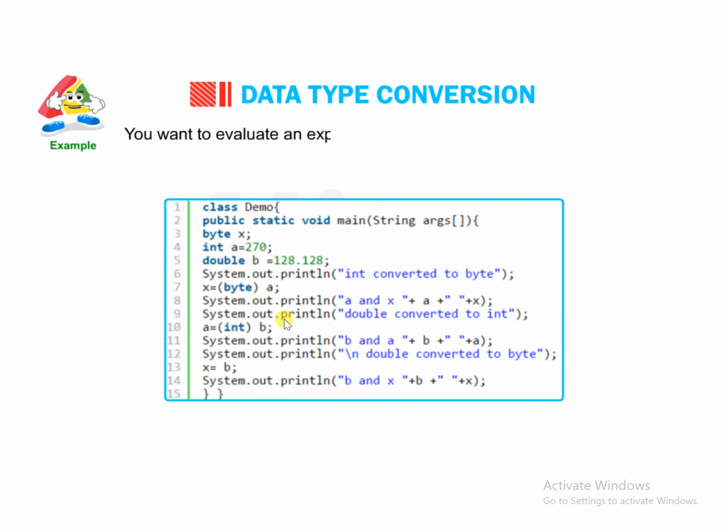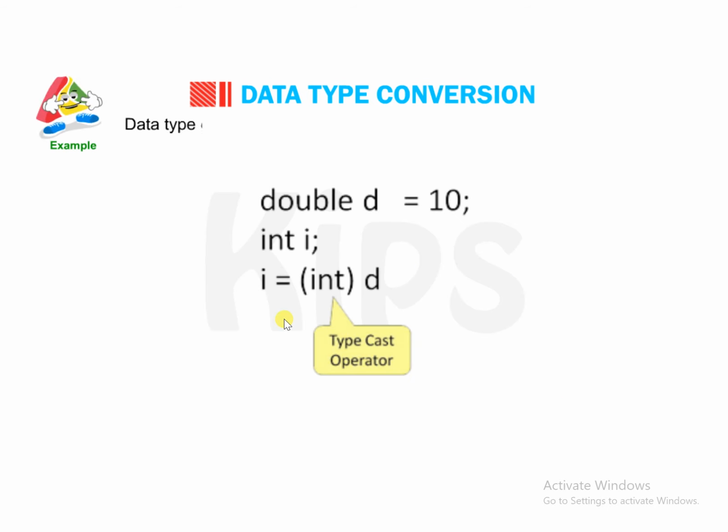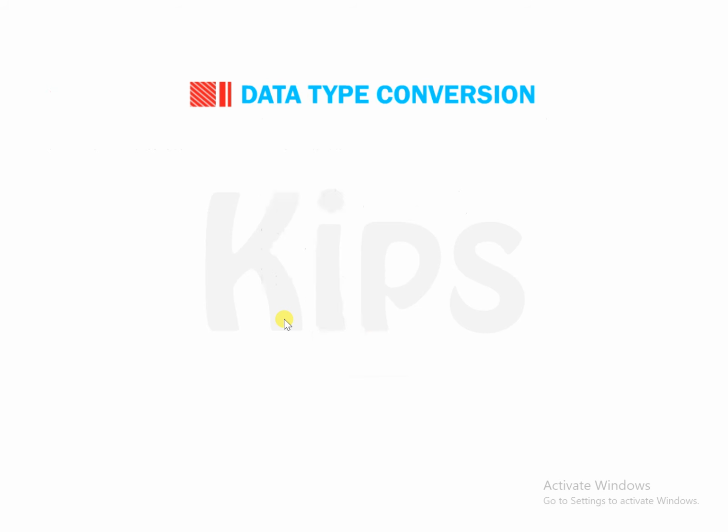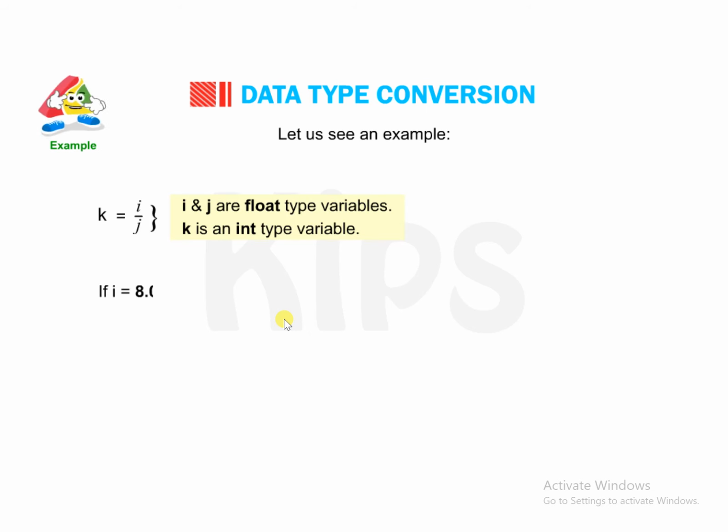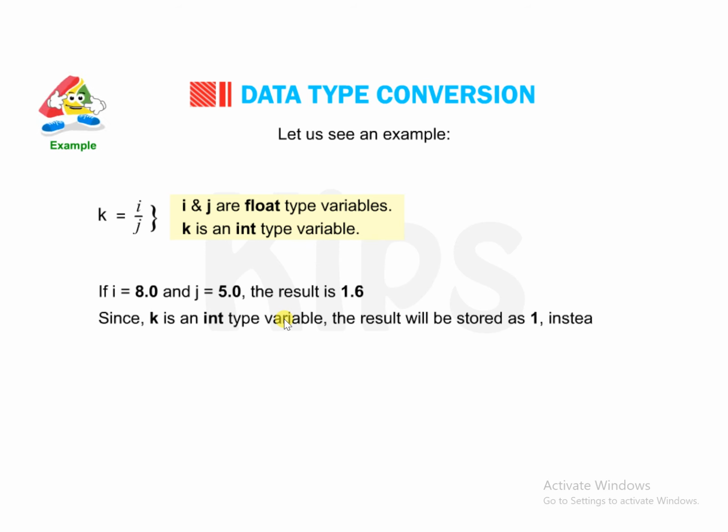If you want to evaluate an expression having operands of different data types, data type conversion helps us to convert all data into a single data type and then evaluate the expression. Let us take an example. If i equals 8.0 and j equals 5.0, then the result is 1.6. This is how the data is lost if we do not choose the correct data type.